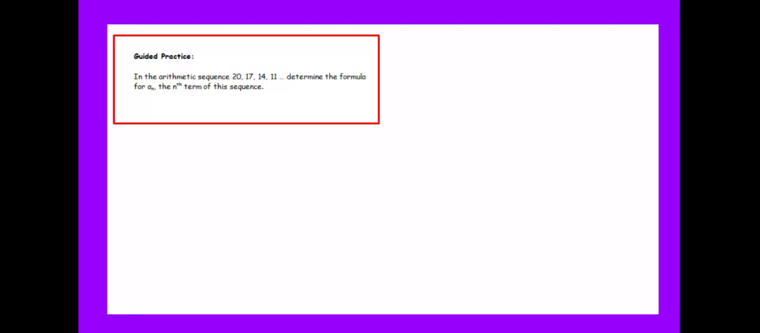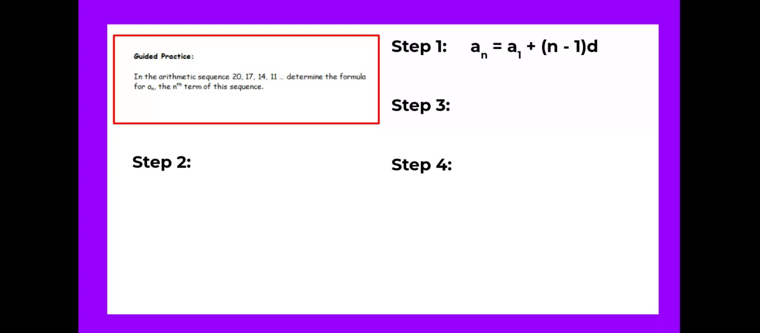So here's the next one, the guided practice. In the arithmetic sequence 20, 17, 14, and 11, determine the formula for a sub n, the nth term of the sequence. So again, follow the steps that are in the packet. Step 1, write down the formula. Step 2, find your first term, a sub 1, which is 20, and your common difference, which in this case is -3 because it's going down, it's decreasing.